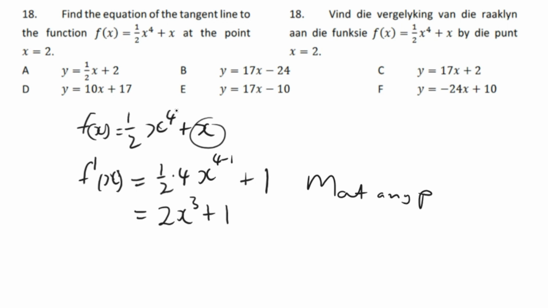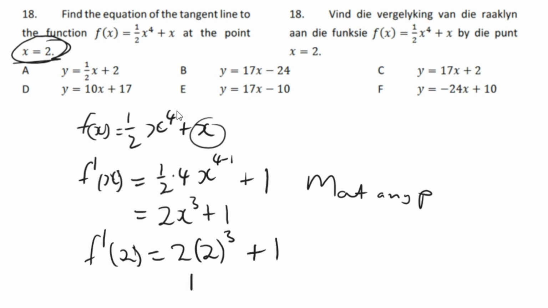Okay, but now we are looking at the point when x is 2. The gradient at x equals 2, you get what? You get 2 to the power of 3 plus 1. And here you get 16 plus 1, and that is nothing but 17. So the gradient at 2 is 17. Knowing that the gradient at 2 is 17, we can go ahead and choose between the options that have 17 as gradient. That is B, C, and E.